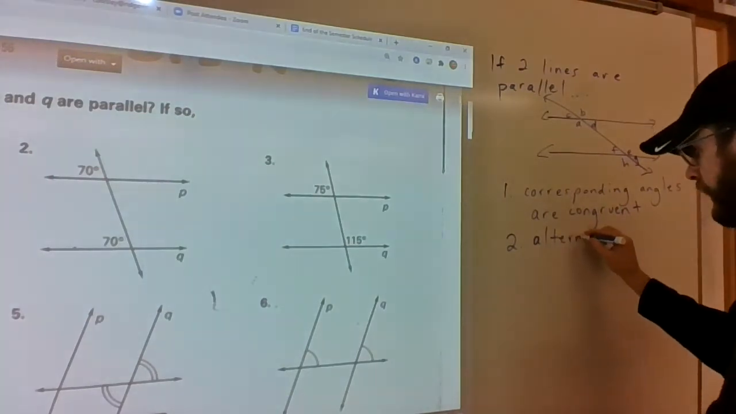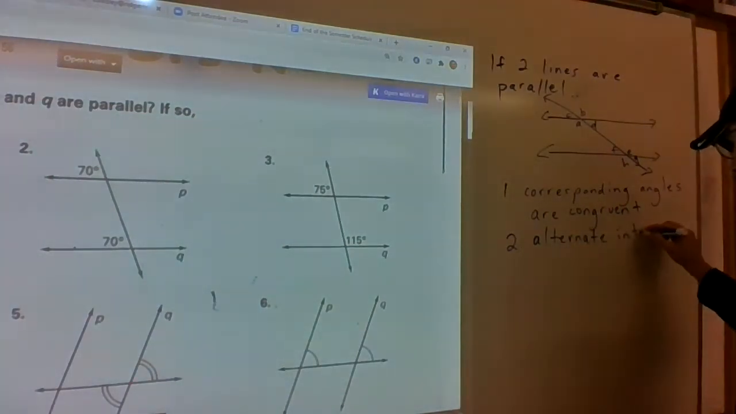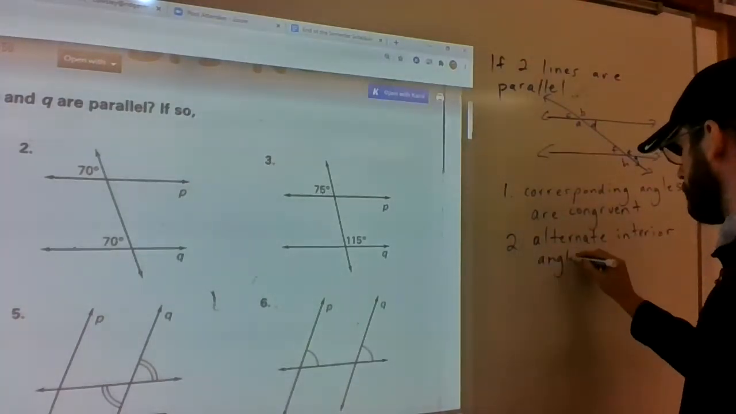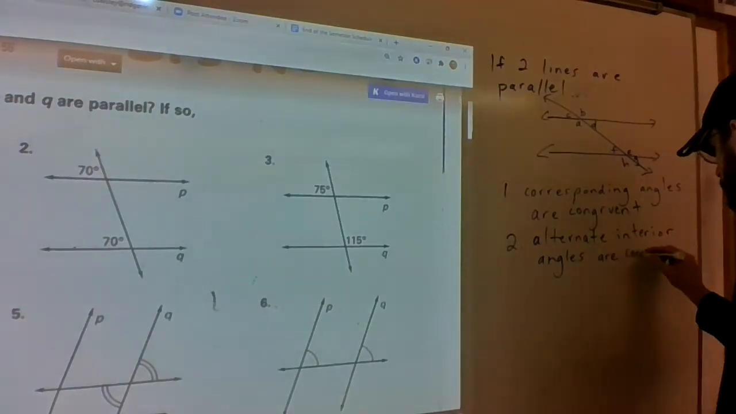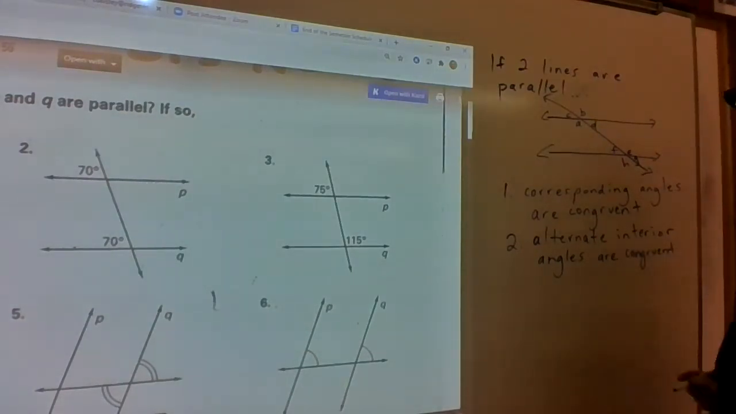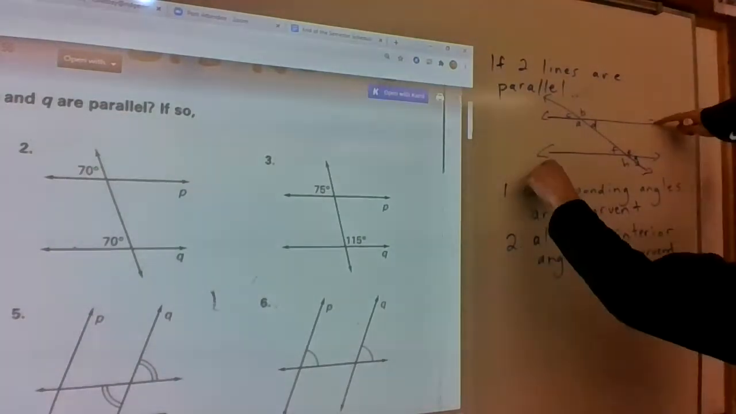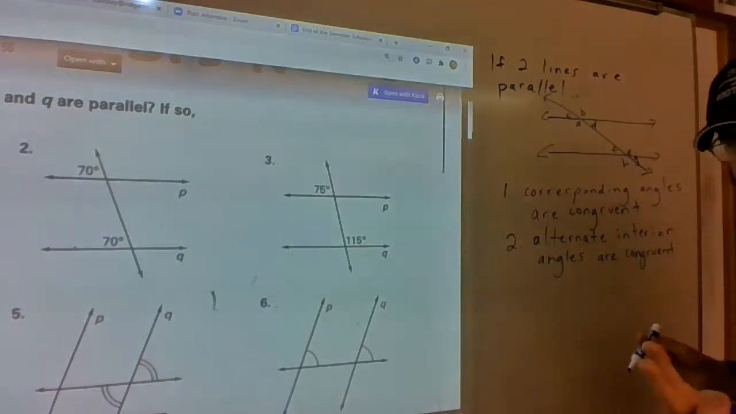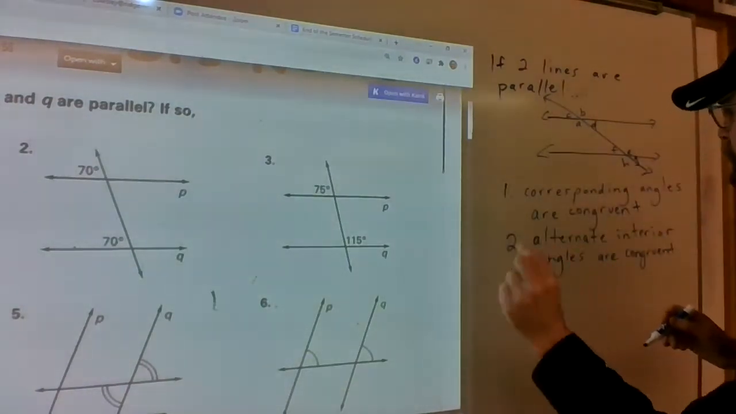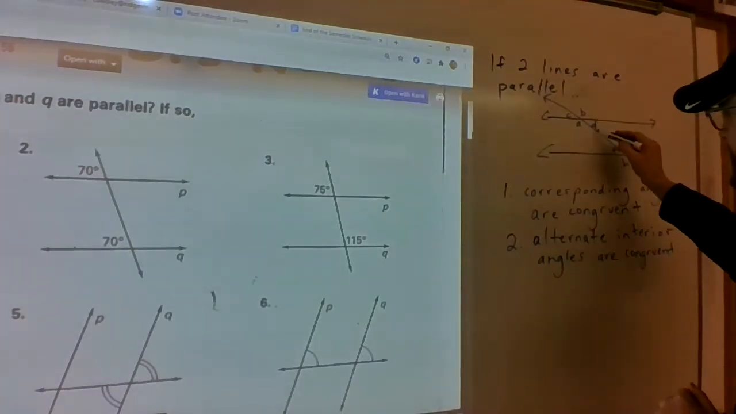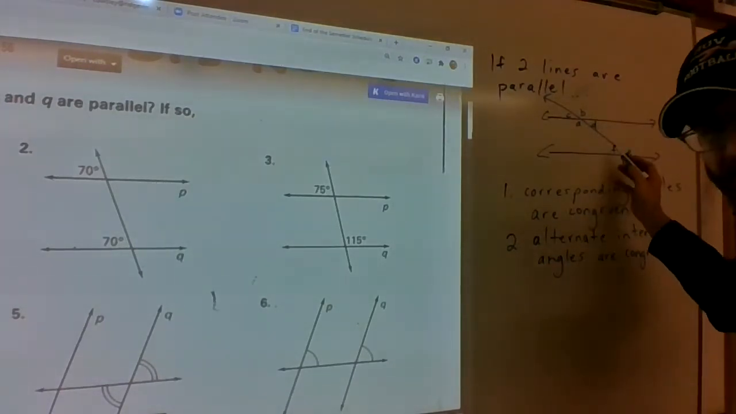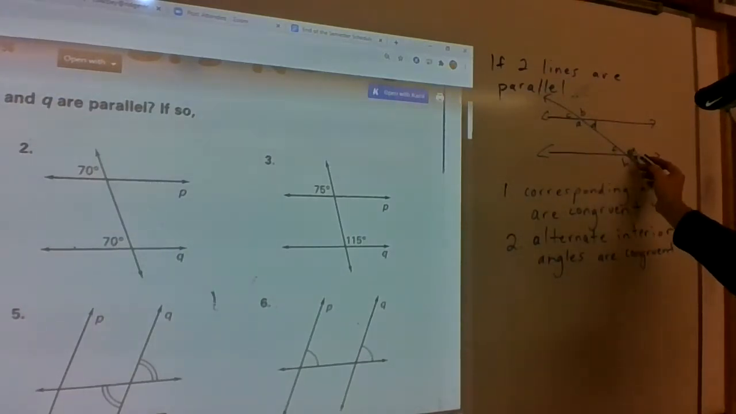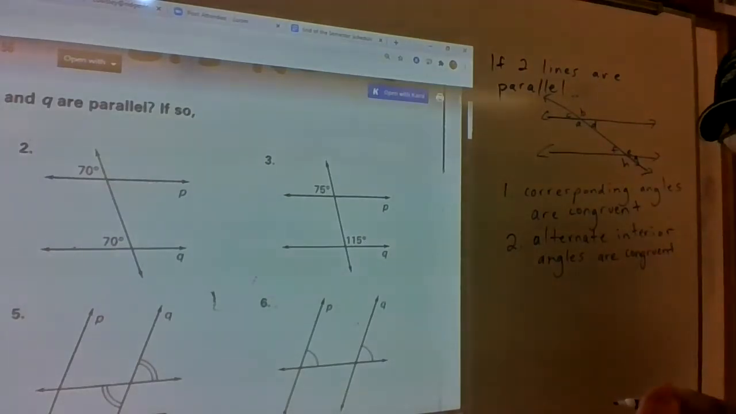Alternate interior angles. They're also congruent. So that means that the angles inside the two parallel lines, we're talking A, D, F, and E, okay, those are the inside angles. The alternate ones are congruent. So D and F, those would be alternate interior angles which are congruent. A and E would also be alternate interior angles that are congruent.